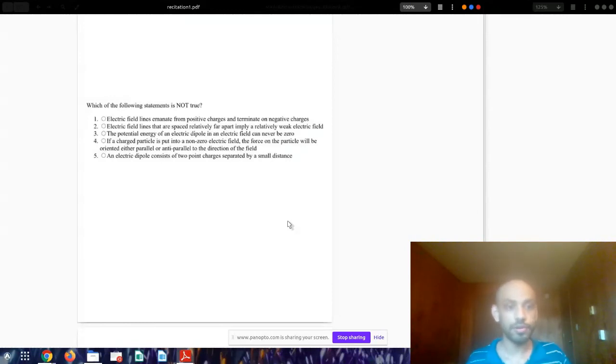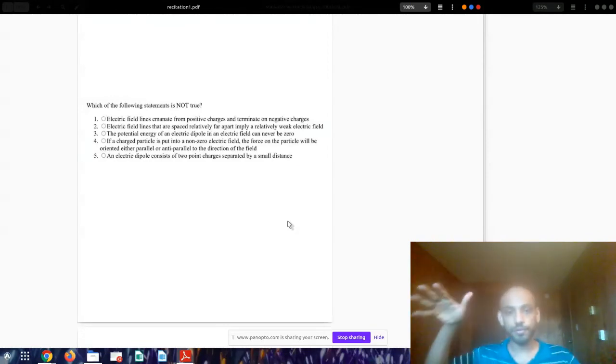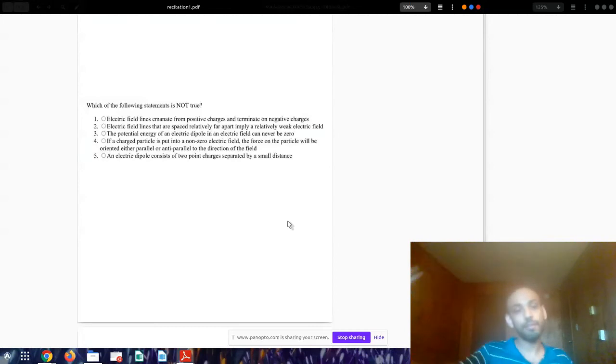Okay, so going to the next statement. Electric field lines that are spaced relatively far apart imply a relatively weak electric field. This statement is also true. When you represent the electric field intensity in a region using electric field lines, the more field lines you have passing through a certain cross-sectional area, the more will be the intensity of the electric field in that region. So if your electric field lines are spaced further and further apart and you have fewer field lines passing through the same area, what it means is that the electric field intensity in that region is low. And that's what the statement says. So that's true. So the first two statements are true.